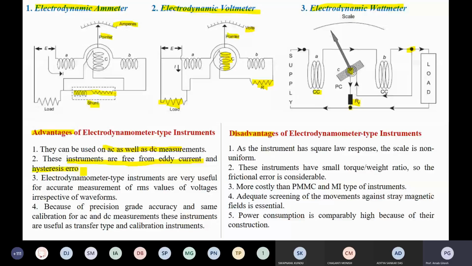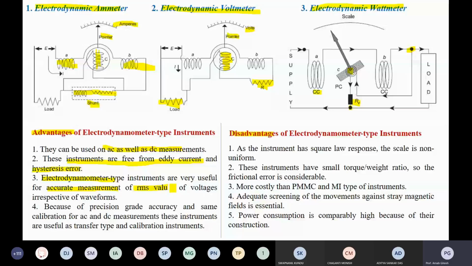Electrodynamic type instruments are very useful for accurate measurement of RMS values. All the time you should remember that in the electrodynamic ammeter, voltmeter and wattmeter, in all cases you get the RMS values of voltage and current irrespective of waveform. Because of the precision grade accuracy and the same calibration for AC and DC measurement, this instrument is useful as a transfer type instrument and for the calibration of instruments.